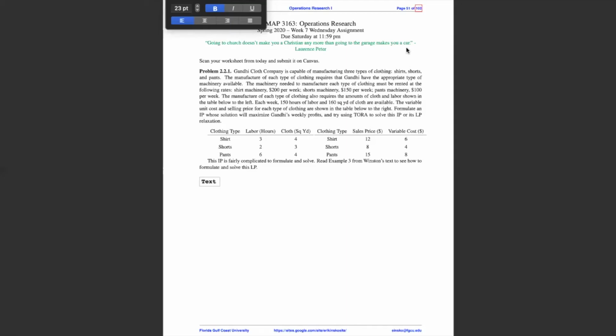Hello everyone, this is week 7 Wednesday and we have two questions to solve using integer programming, that is a relaxation of LP programming. So the first question is about Ghandi Clothing Company, and we need to figure out their maximum profit based on labor and cutting constraints: how much money they make, and how much is their cost. They also have variable and fixed cost.